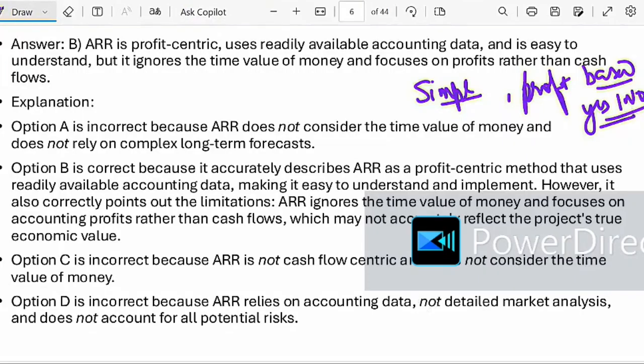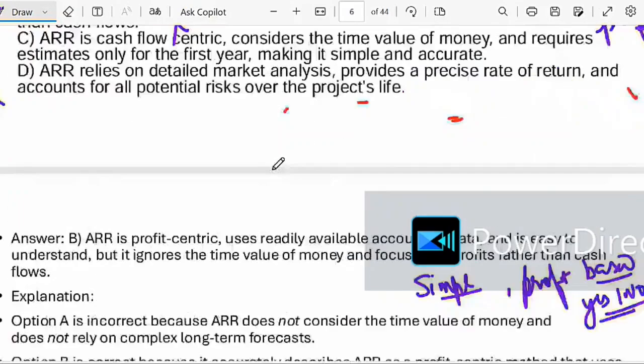So the answer is no. You will not prefer it. आप नहीं prefer करेंगे. Why? Because ARR does not take time value of money into consideration, right? ARR, accounting rate of return, ignores the time value of money, which makes it less accurate for evaluating long term projects.